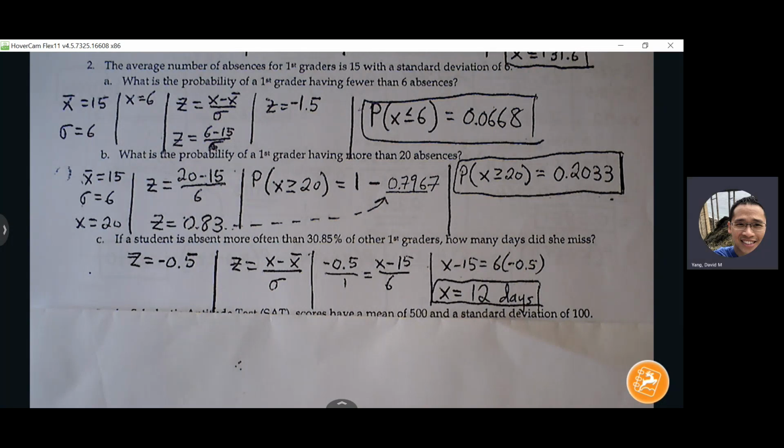Part C is where you have to work backwards. So 38.85% converted to a probability is 0.3085. Look for 0.3085 in your table, and the z-score associated with it is negative 0.5. From there, if you know your z-score, x bar and sigma, you can cross multiply and solve for x, to figure out how many days.